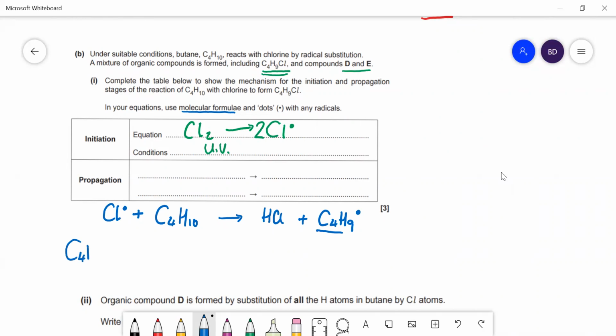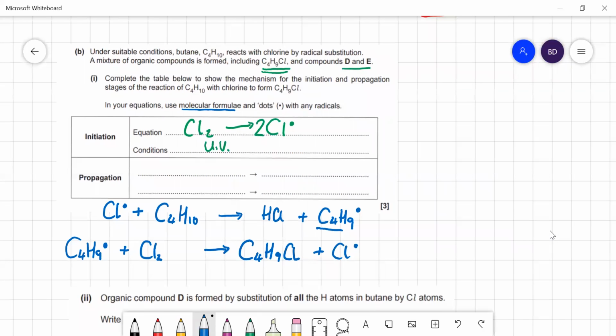Now that free radical then reacts again. It's very reactive. It's going to try and pair its electron up by reacting with a chlorine molecule. It removes a chlorine to form C4H9Cl and leaves behind a chlorine free radical. So propagation, and essentially the chlorine free radical has behaved as a catalyst. It's been used up, then it's been regenerated, and you can have multiple cycles of that. So that's the reaction there.